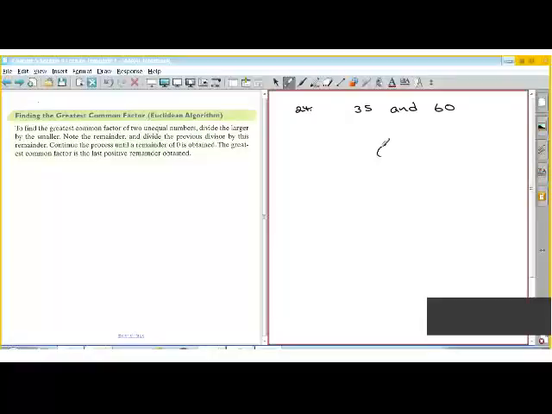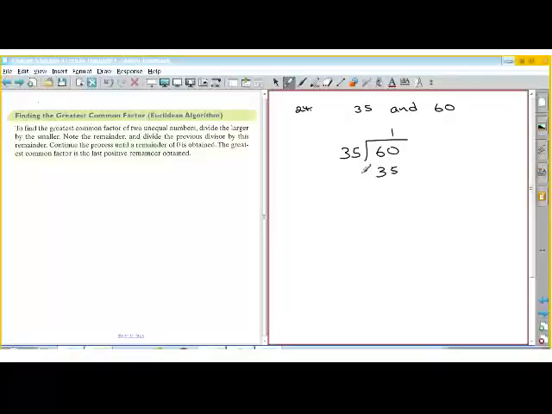Okay, so let's read it and see what they're saying. It says, divide the larger by the smaller. This is the larger, divided by the smaller. So when you divide 60 by 35, you get 1. 1 times 35 is 35. You subtract that, and you get 25. Well, the remainder is not 0, so we're not done. Then it says, note the remainder. So that's my remainder. Divide the previous divisor by this remainder.